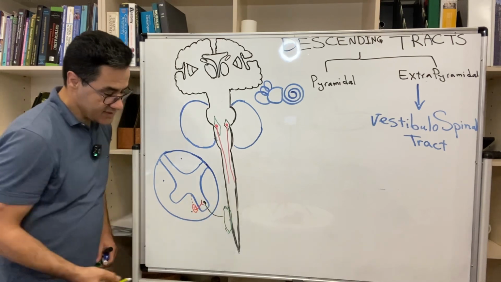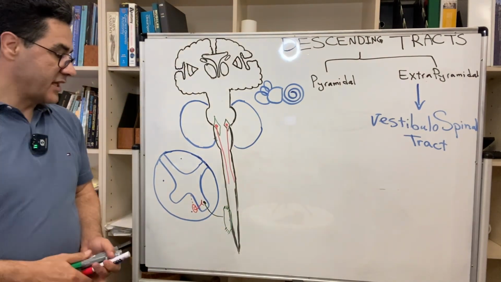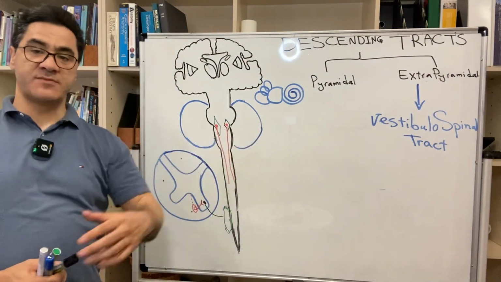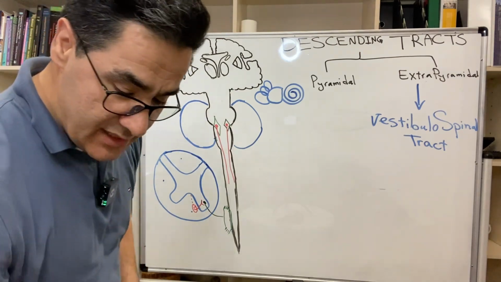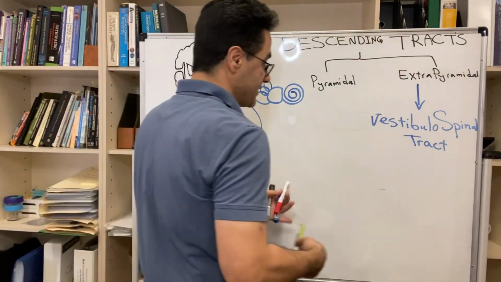So which muscles are supplied by the vestibulospinal tract? Mainly the extensor muscles.